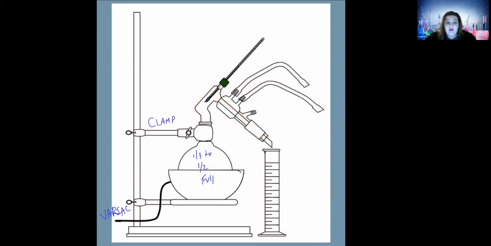Once you greased your joints, you connected them, you then put your thermometer inside. Now you should have also had your O-ring inside here, right? Your O-ring should not have been on the outside. One thing that is not pictured in this diagram is that Dr. K requires that you also have the thermometer resting on a clamp. So rest thermometer on a clamp. Okay, make sure that's something that you did.